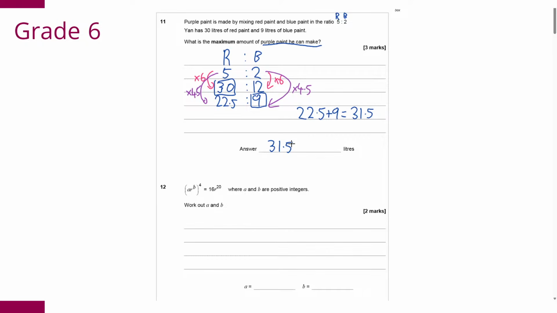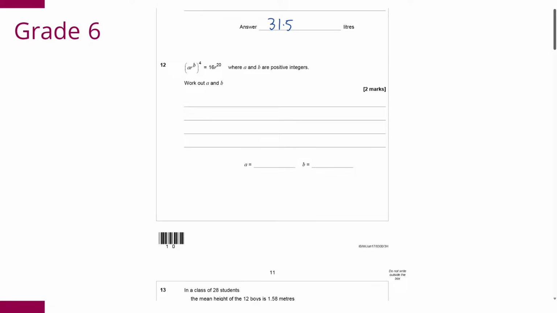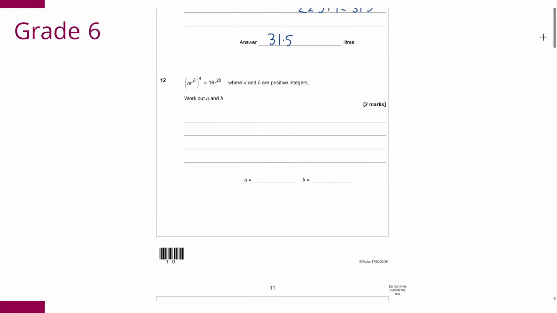Sweet. I like indices. Anytime an indices question comes up, I'm just going to go for it. And I think that previous one, I think question 11 was more of a grade 5. I think this could be a grade 6. So I feel like for the sake of the person who suggested grade 6, we should do this next one. So we've got AR to the power of B, all bracket to the power of 4 equals 16R to the power of 20. Okay?